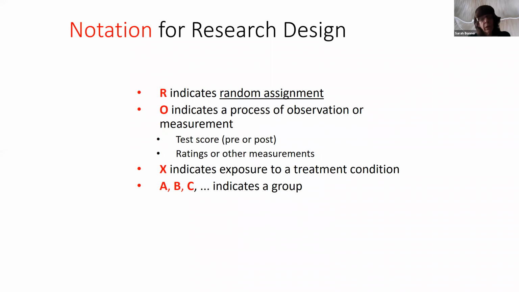I'm just going to go a little bit briefly into notation for research design. I hope it's brief. This video is probably already long enough, but in research design, one of the classic ways of drawing these out is to use an R for random assignment, an O for an observation or occasion of measurement, an X for exposure to a treatment condition, and A, B, or C to indicate each group that participates.